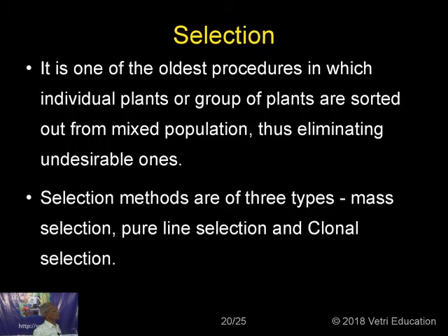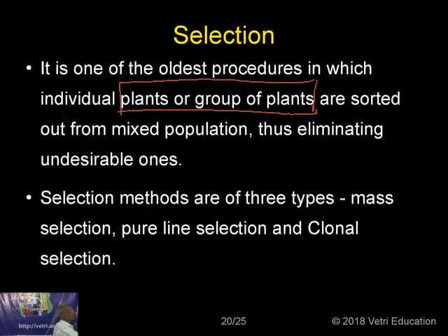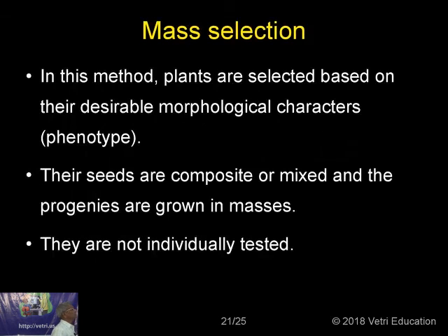What is a selection? It's one of the oldest procedures in which individual plants or groups of plants are sorted out from a mixed population, thus eliminating the undesirable ones. So plants or group of plants is very important. So you select a few plants or a group of plants from a variety of plants, and by using those plants you further proceed. So selection methods are of three types, namely mass selection, pure line selection and then clonal selection. Selection is one of the best methods for crop improvement, I tell you.